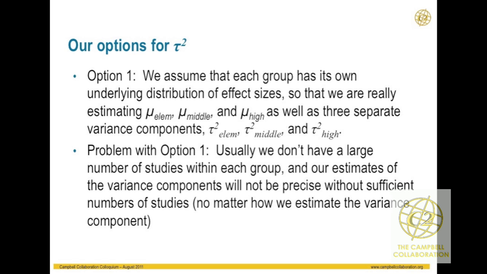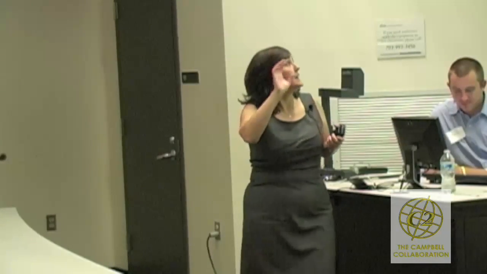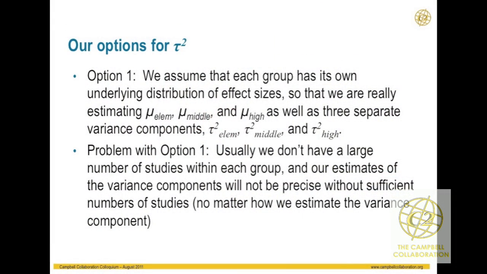We might make the assumption that each of our groups actually comes from a separate distribution. So each of our group of effect sizes may have its own underlying mean and variance component. So that we really need to estimate the mu for the elementary school group, the mu for the middle school group, the mu for the high school group, along with their underlying variance components. So this would be sort of what sometimes people call a fully random effects model.